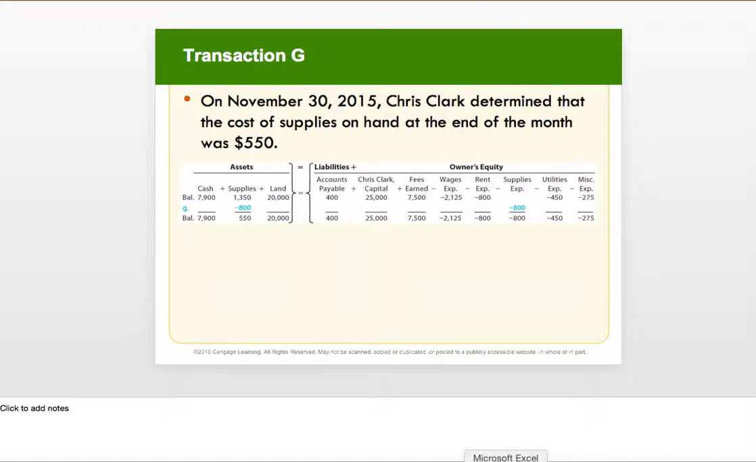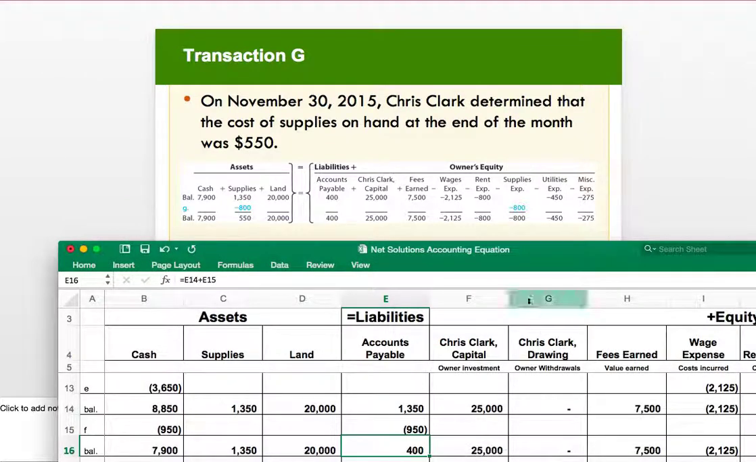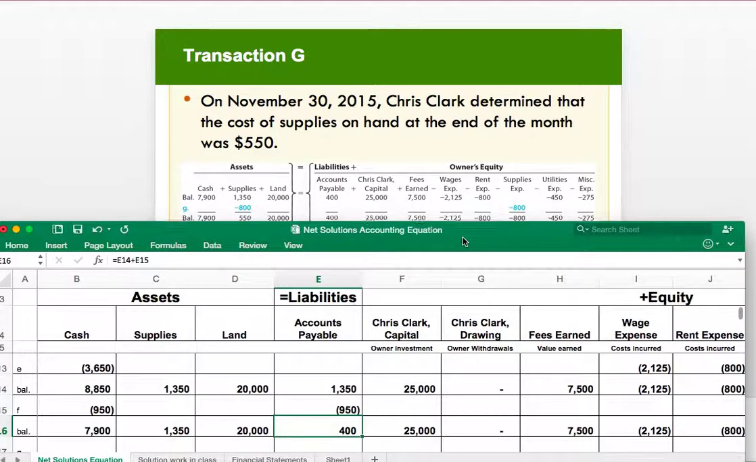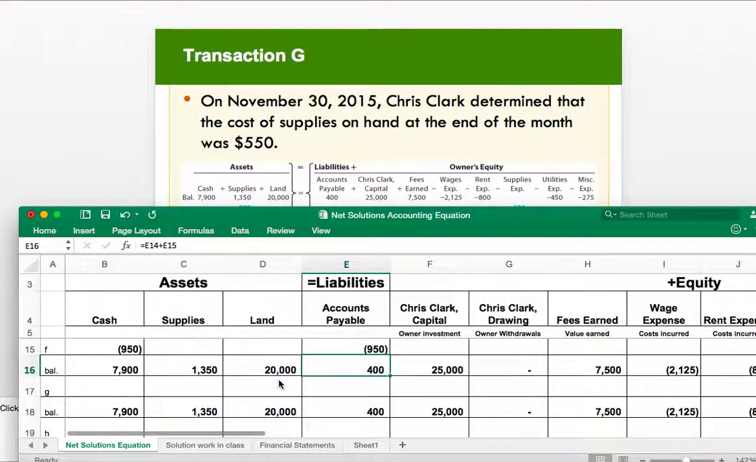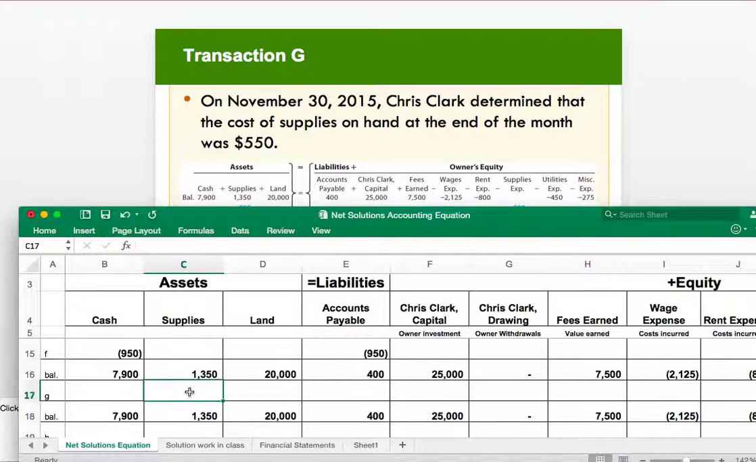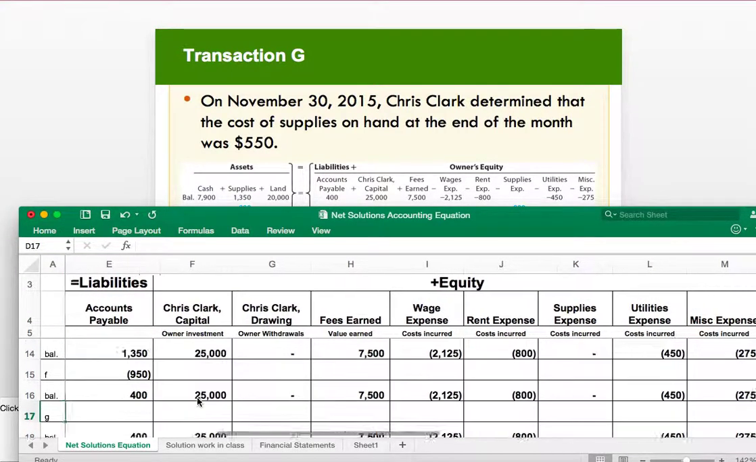And according to the book, the definition of an expense is an asset that is used up in order to earn revenue. And so what's going to happen here, and let me get here in the chart, is in transaction G, our supplies decreased by $800. And we had to solve for that number. We had to say $1,350 minus $550, what was left over, to get $800. And when an asset is used up to earn revenue, then we can call that an expense.